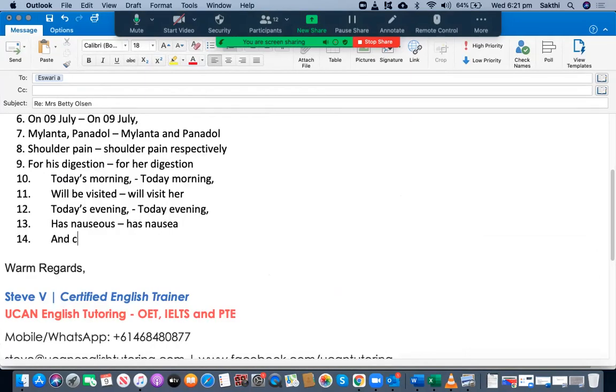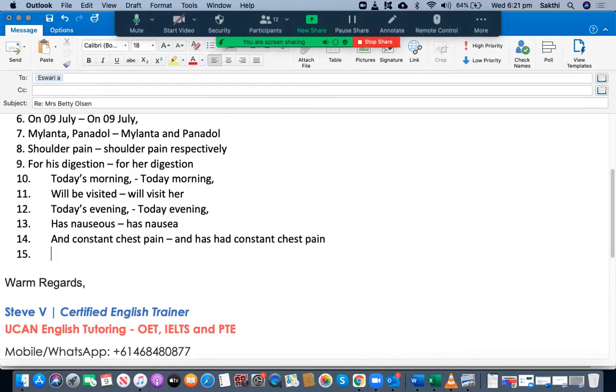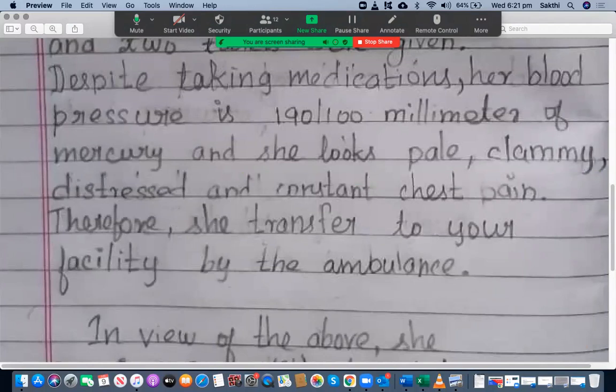So and constant chest pain. You should have mentioned and has had constant chest pain. Okay, that's a good one, because that's in a different form. You can't put everything together. All right, it's not good.